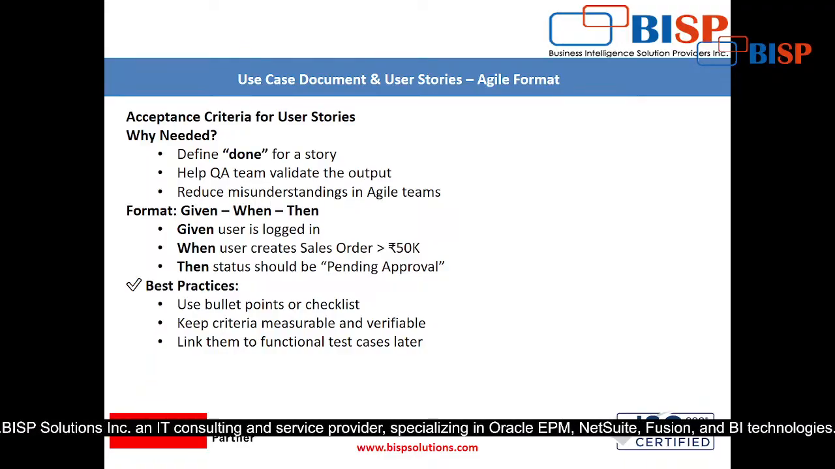Now it will help a quality assurance team, quality analysis team, to validate the output, because everything is written in the user story document, right? So the quality analysis team will validate the output, and why is this document required? Because it reduces the misunderstandings in an agile team. See, the more documents you use, the more perfection it will bring.